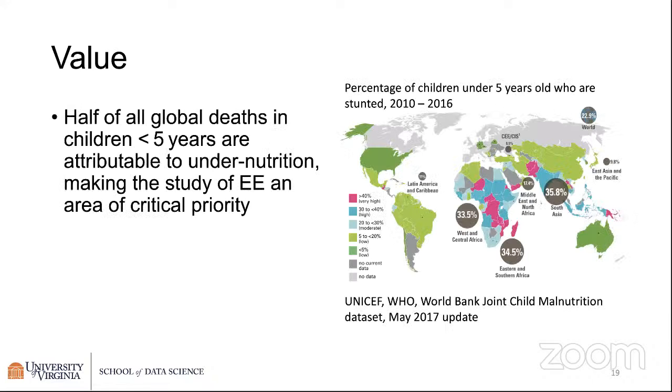Okay, what's the value? The value piece of this is really very clear. Half the global deaths in children under 5 years are attributable to undernutrition. And thus the study of this is of tremendous value. It's a worldwide value to really understand what's happening here, not only to the individual countries, but also the world. We need to understand it. We need to treat this. And you can see that it is something that's not focused just in one area, but it's focused in a number of areas throughout the world.